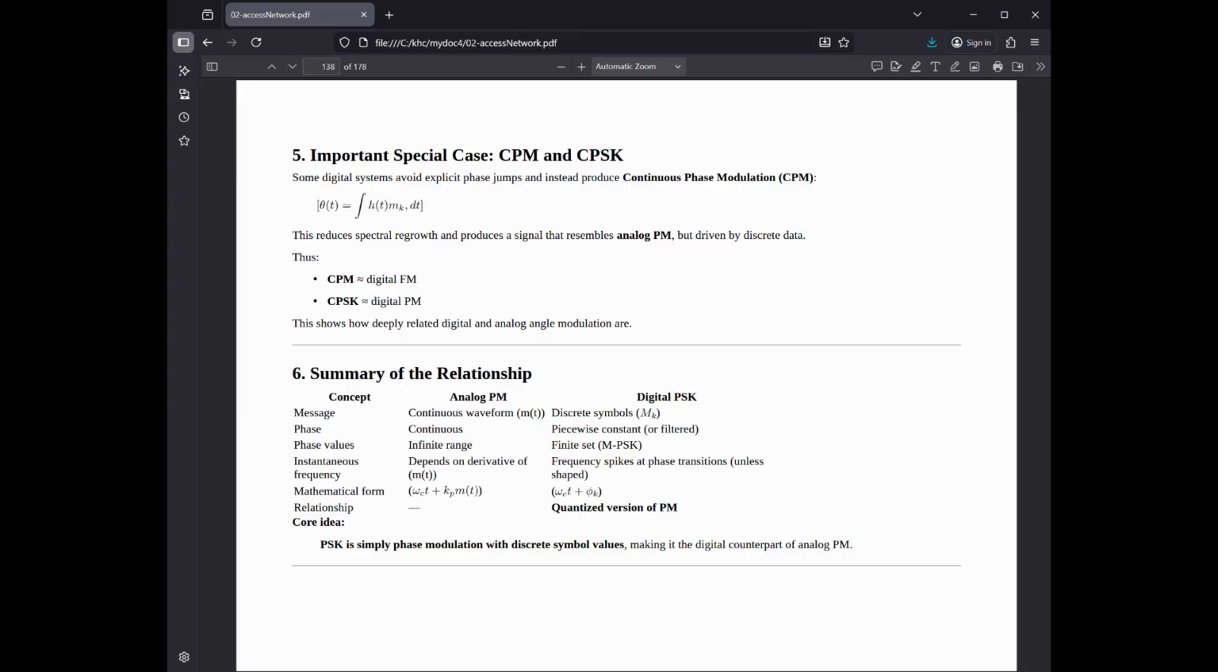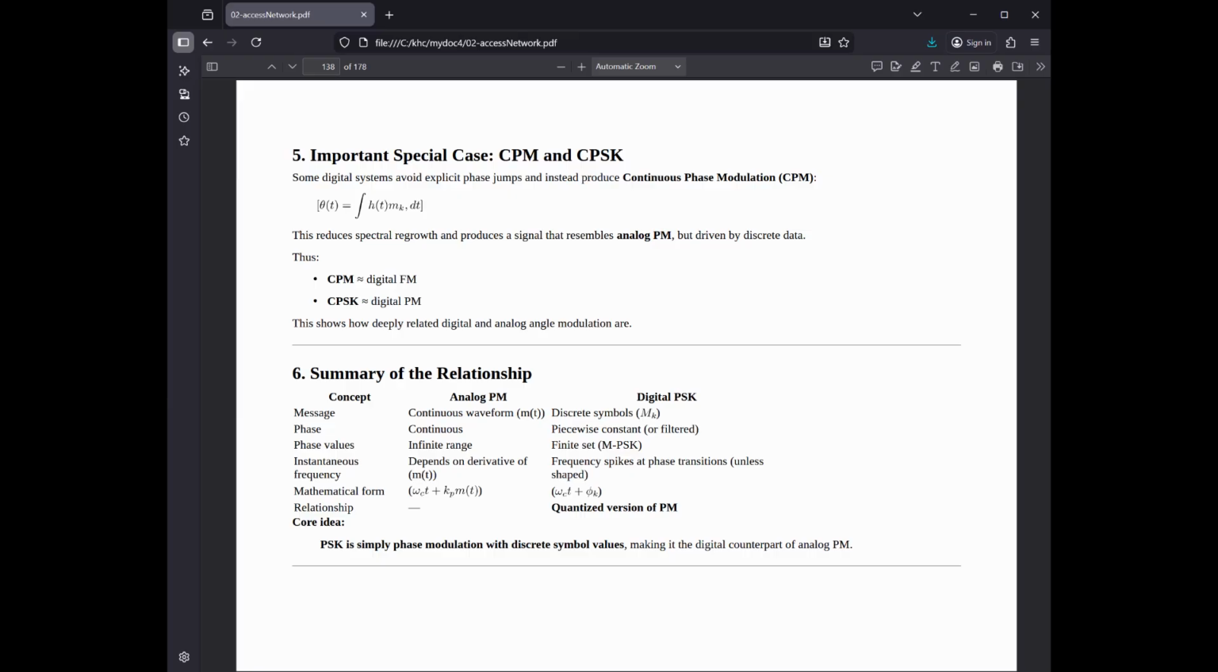4. Comparison summary. Feature: PSK, digital PM, versus CPM/CPSK. Phase change: abrupt, instant versus smooth, continuous. Spectral width: wide, requires filtering versus very narrow, cleaner. Envelope: fluctuates versus constant, high efficiency. Complexity: simple receiver versus complex receiver, needs Viterbi/trellis.